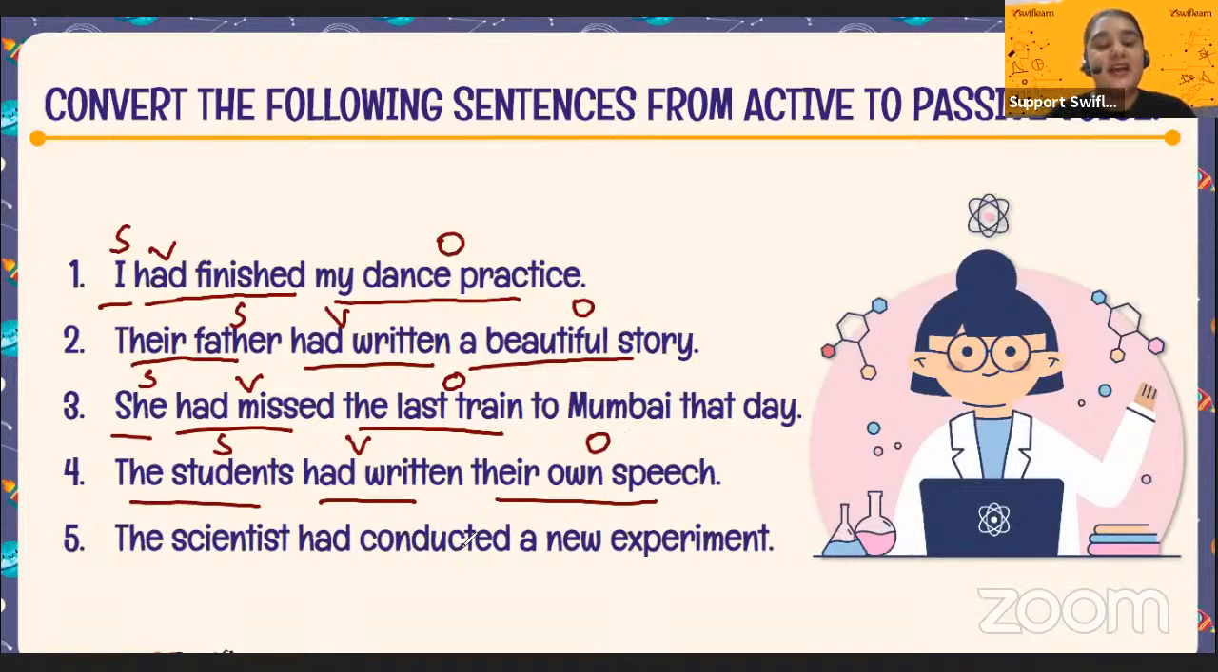A scientist had conducted a new experiment. So tell me the subject here. The scientist. Had conducted is your verb. And which one is the object? Yes, new experiment. So, a new experiment had been conducted by the scientist. Clear?